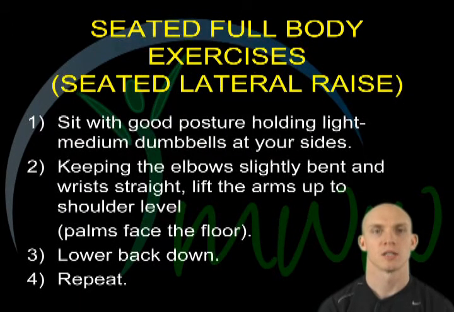Seated full body exercises. Seated lateral raise. You will need dumbbells to perform the seated lateral raise. Hold the light to medium weight dumbbells at your sides. Make sure to keep your elbows slightly bent and wrists straight. Then lift your arms up to the shoulder level, palms facing the floor. Lower your arms back down and repeat.